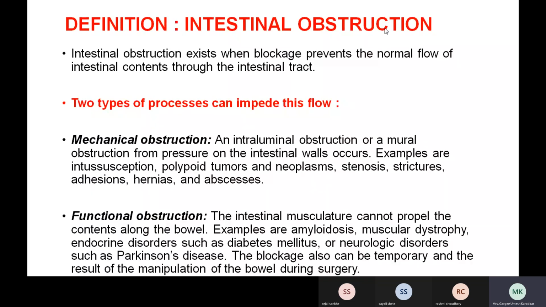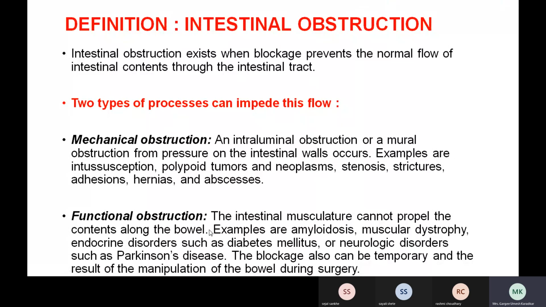Okay. So the definition: intestinal obstruction exists when there is a blockage that prevents the normal flow of intestinal contents through the intestinal tract. Okay, as simple as that. So there is some blockage, some obstruction, so the intestinal contents don't move ahead into the intestine, thus affecting the digestion process. Okay, so there are two types of processes that can impede this flow. First, it is either a mechanical type of obstruction or a functional type of obstruction.